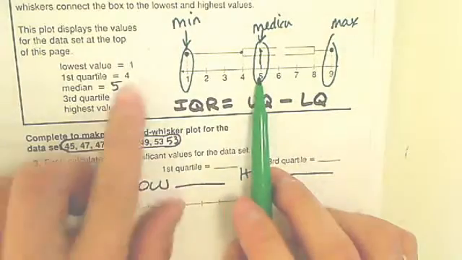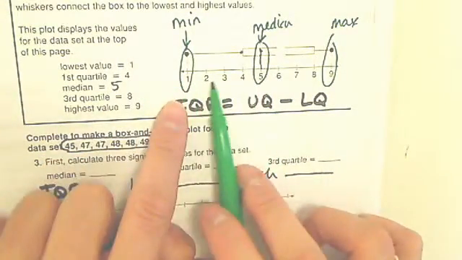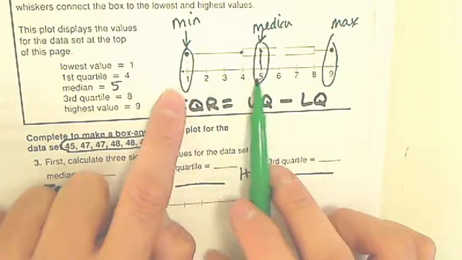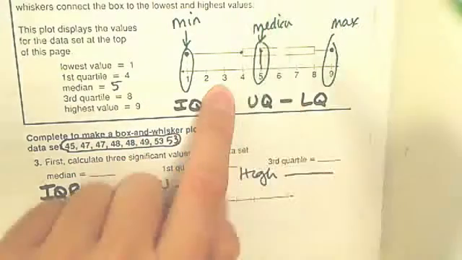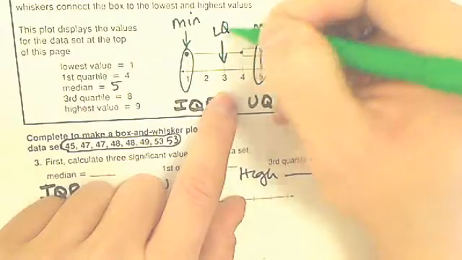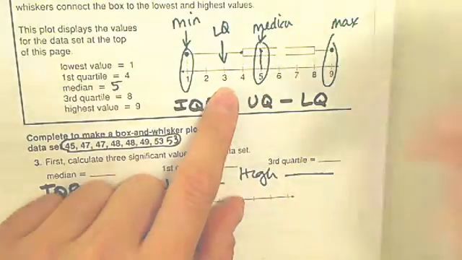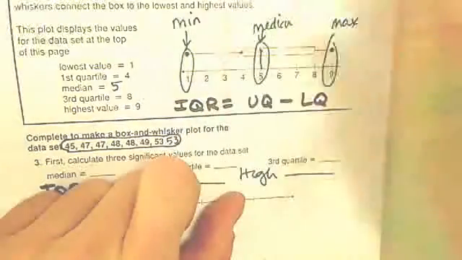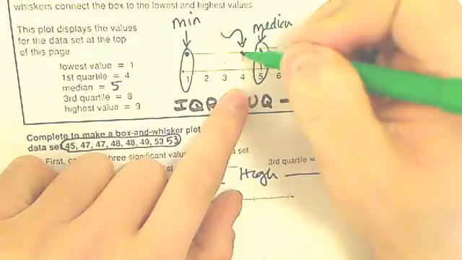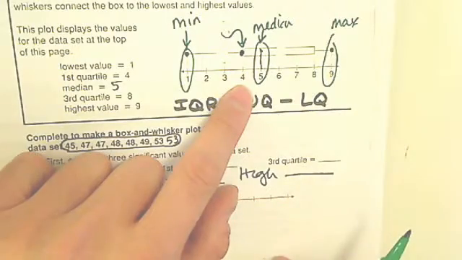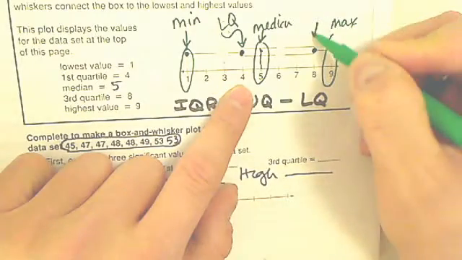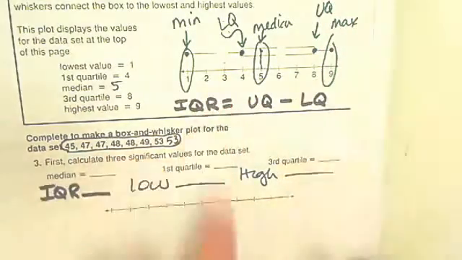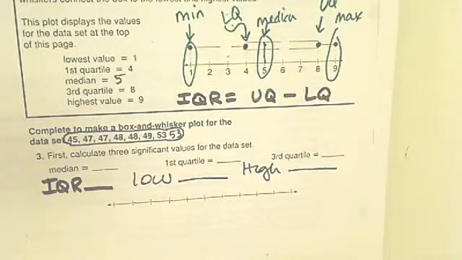What's the middle of the low? 1, 2, 3, 4, 5. So that's the middle. So 3 is the lower quartile. Oh no, I'm looking at the wrong one. Sorry. In this case, it's right here, because it tells you right there. That's my lower quartile. And according to this graph, the upper quartile, UQ, is 8. Now, how do I figure out the range of the data?